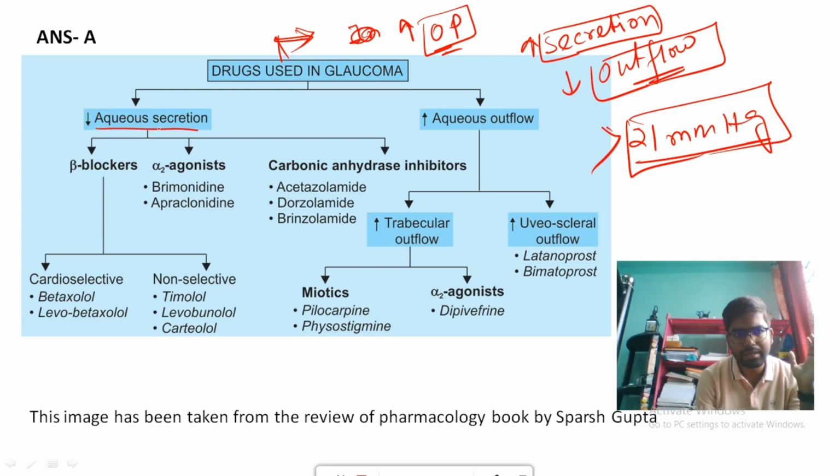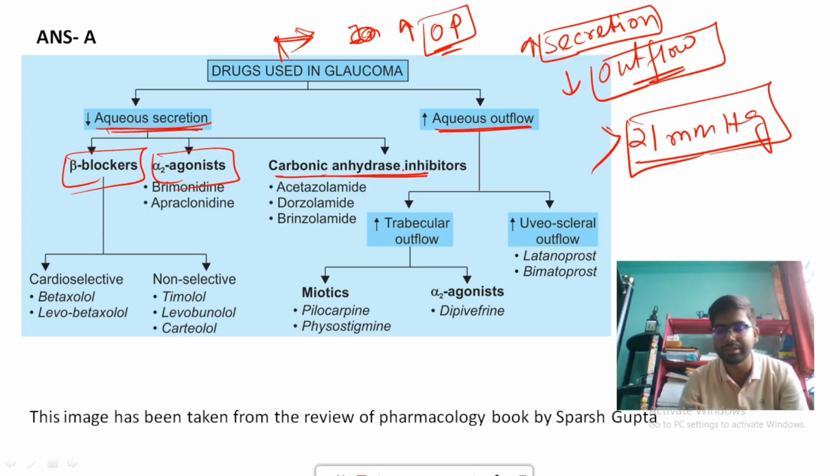First, you can reduce the aqueous humor production. Number two, you can increase the aqueous humor outflow. Okay, these two are the approaches. Which drugs are going to reduce the aqueous humor secretion? Beta blockers, alpha 2 agonists, and carbonic anhydrase inhibitors like dorzolamide.